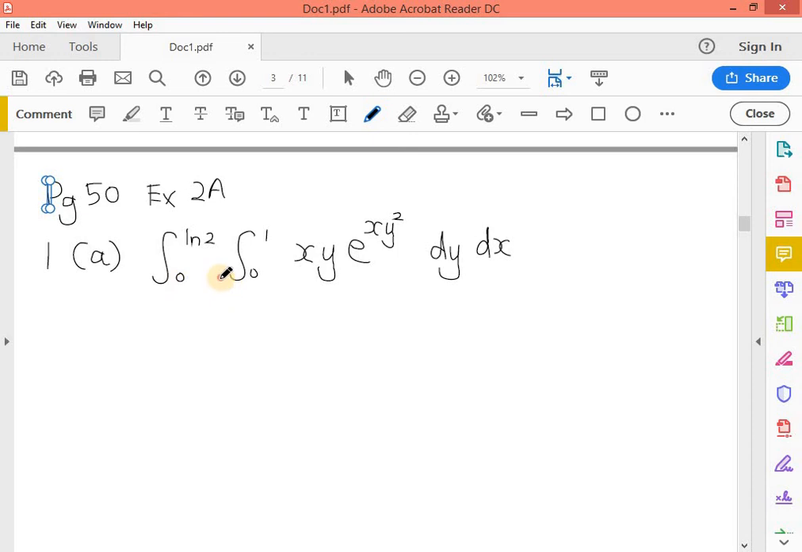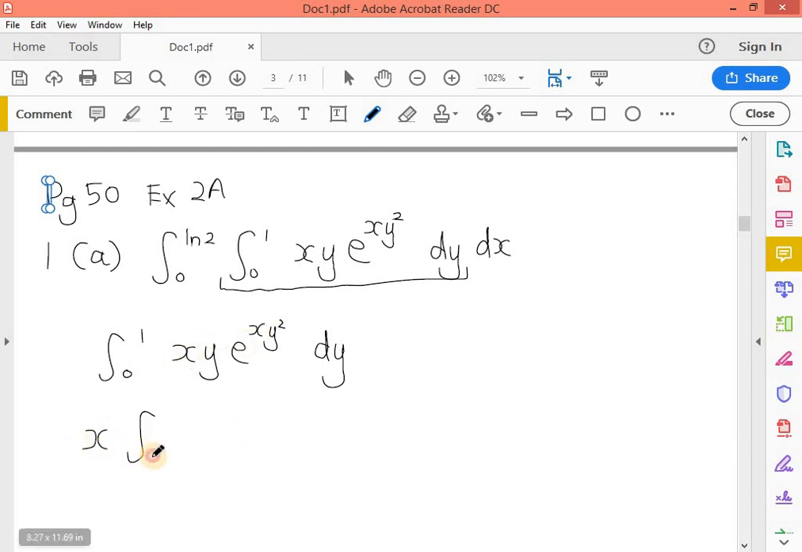So as usual, you have to solve the inner integral first. Okay, inner integral. So I rewrite it here. Okay, so this is your inner integral. And you have to integrate with respect to y. So you have to bear in your mind, x here will be constant. So you move your x out.